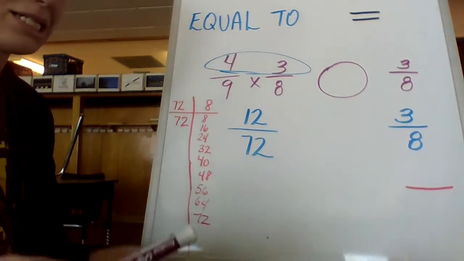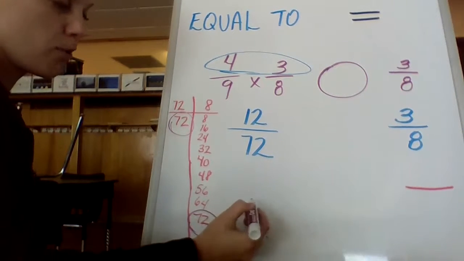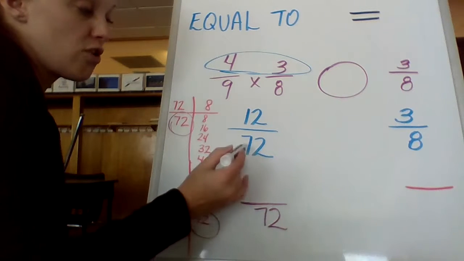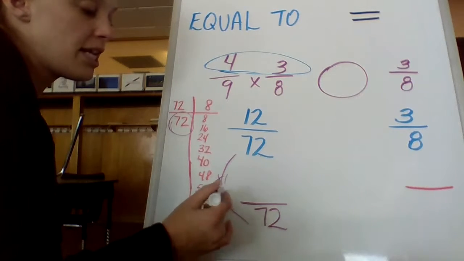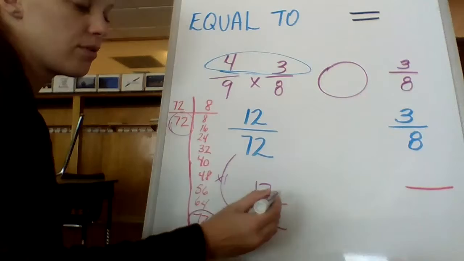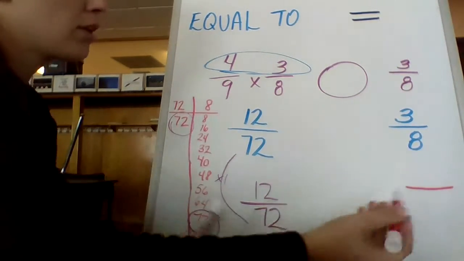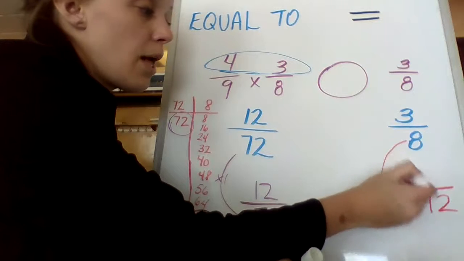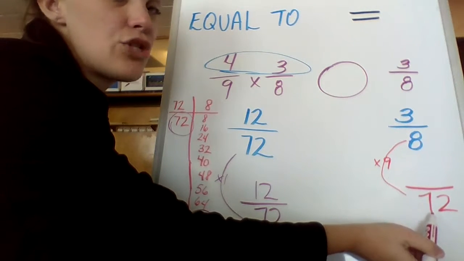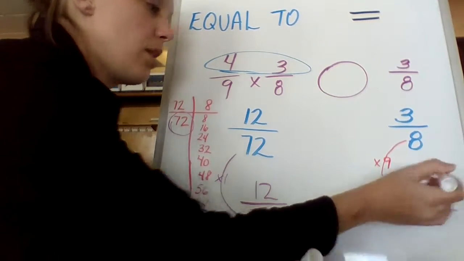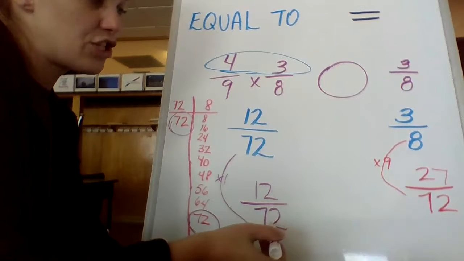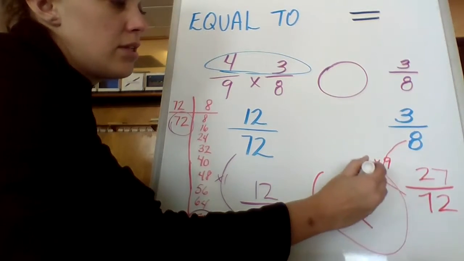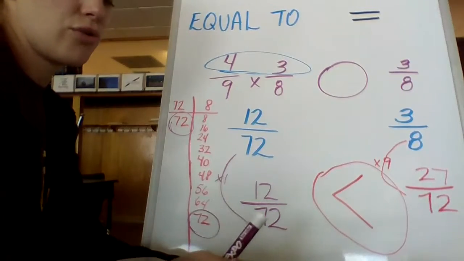Whoop! I just found my LCM, my common multiple. They both have 72 in common. How did I get from 72 to 72? I multiplied by 1. So if 72 times 1 is 72, then 12 times 1 is 12. That stays the same. For my new LCM, 72, how did I get from 8 to 72? I multiplied by 9. So if 8 times 9 is 72, 3 times 9 is 27. Now I can compare what's bigger, 12/72 or 27/72. 27/72 is greater than 12/72.